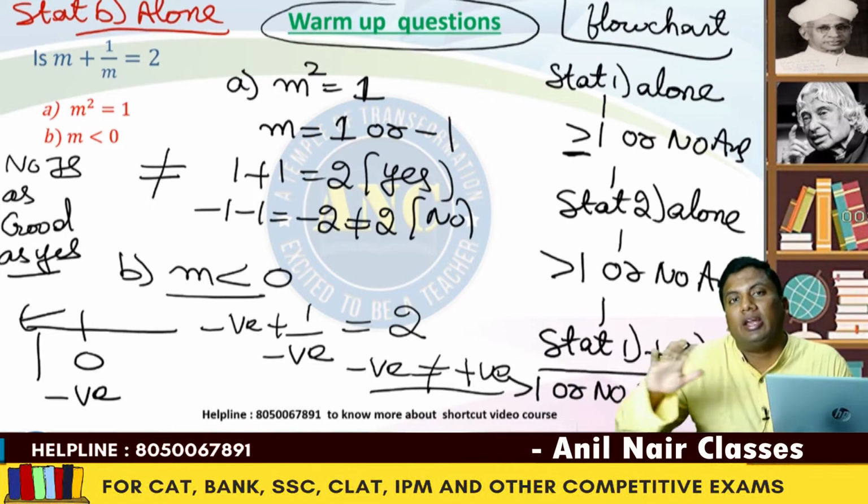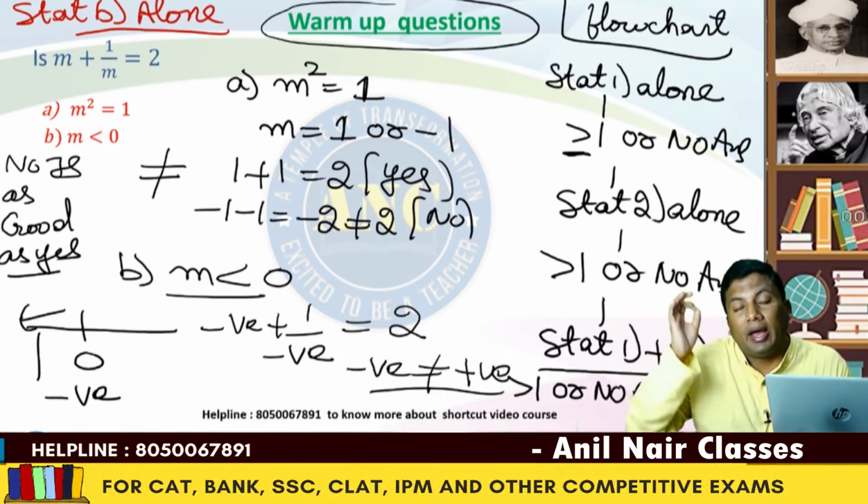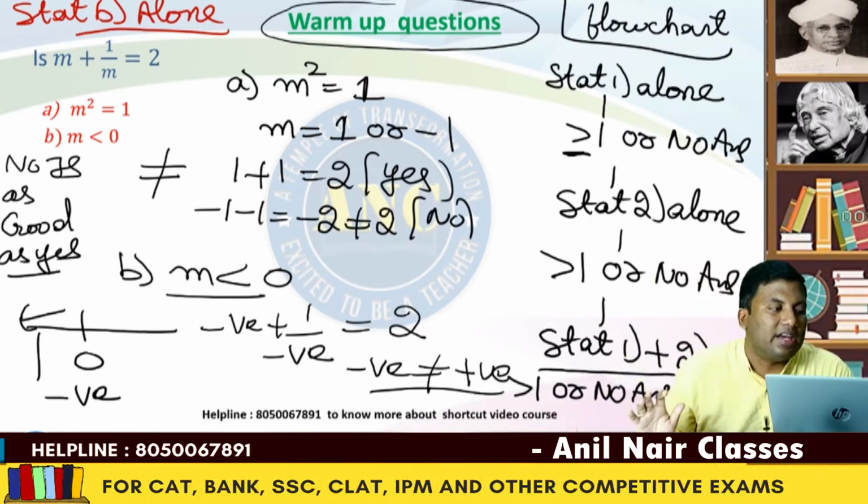Statement B alone will tell me definitely if m is less than 0, m plus 1 by m cannot be equated to 2. If m is less than 0, m plus 1 by m can never be equivalent to 2. Definitely I can say it. So statement A alone is incorrect.